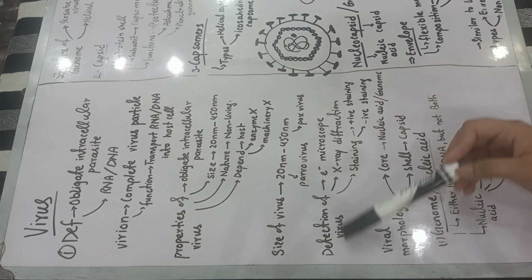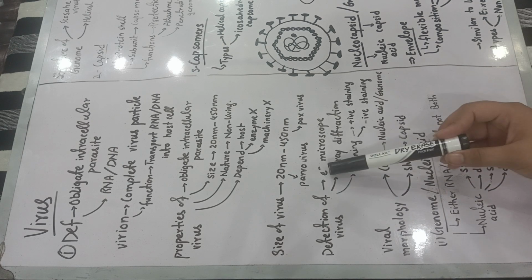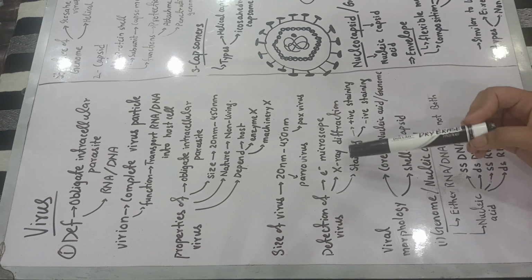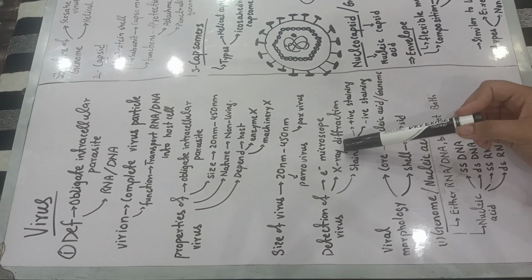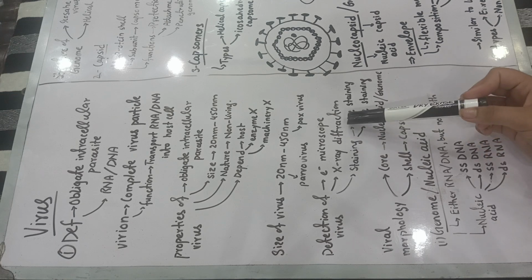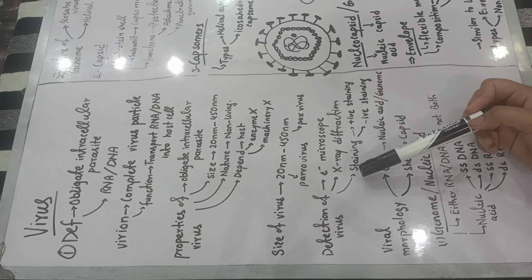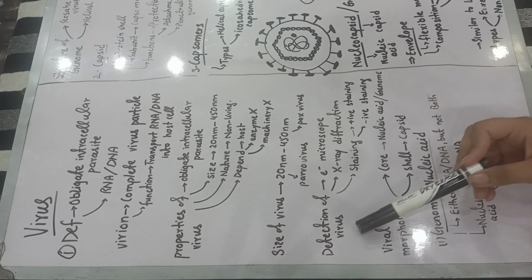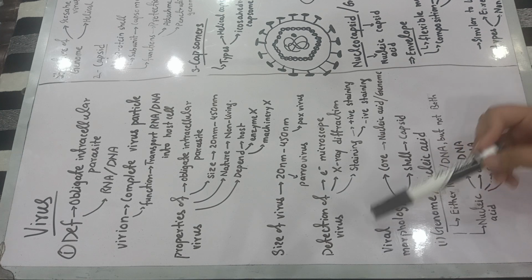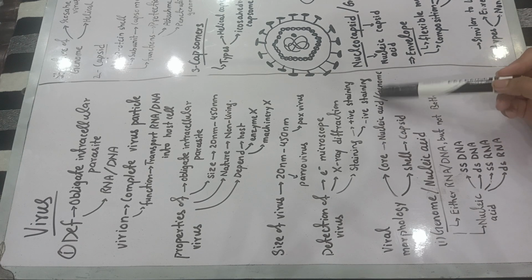Now let's discuss how to detect a bacteria or a virus. There are some ways by which we can detect it. The first is the electron microscope, second is the X-ray diffraction method, and last is the staining method. The staining method is preferable for bacteria, but now it is also useful for detecting viruses. And there are two types of staining, positive staining and negative staining.